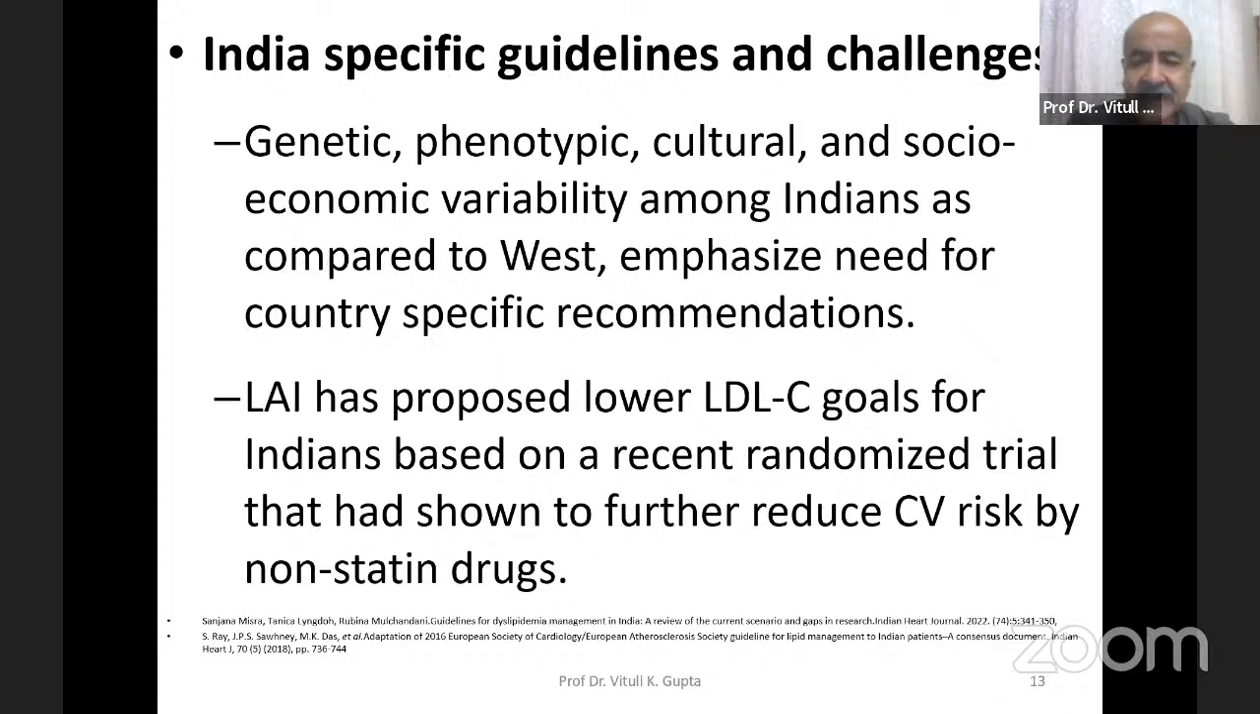Why are the Indian-specific guidelines and challenges important? Because the Indian population has different genetic, phenotypic, cultural, and socio-economic variability as compared to the Western population. That is why it emphasized the need for country-specific recommendations. LAI has proposed lower LDL-C goals for Indians based on recent randomized trials that have shown further reduction in CV risk by non-statin drugs. So basically, along with the Western guidelines, LAI has considered the Indian data, which may not be as sufficient as it needs to be, but they have proposed lower LDL-C goals as compared to the Western population.